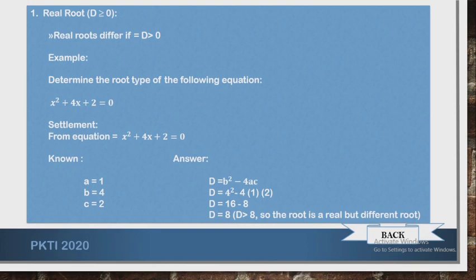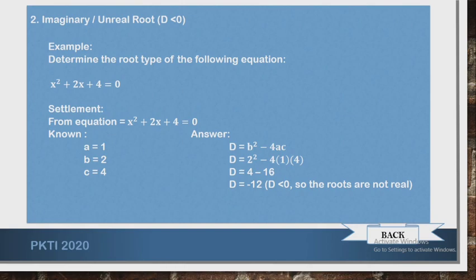For example, determine the root type of the following equation: x² + 4x + 2 = 0. Here a = 1, b = 4, c = 2, and the discriminant equals b² - 4ac = 4² - 4·1·2 = 16 - 8 = 8. Since the discriminant is more than 0, the roots are real and different.